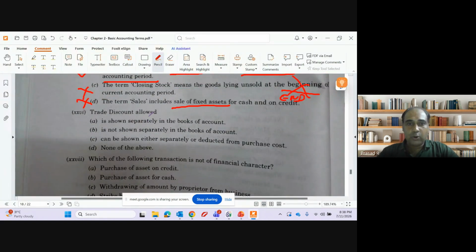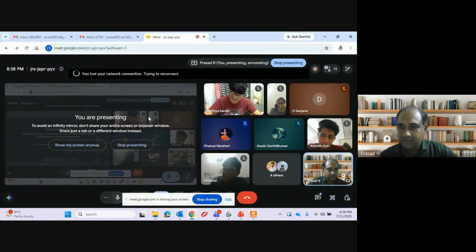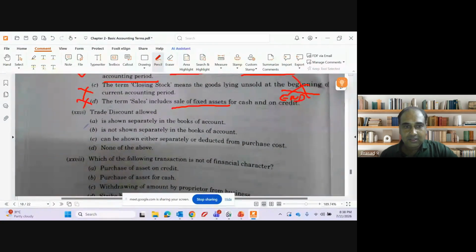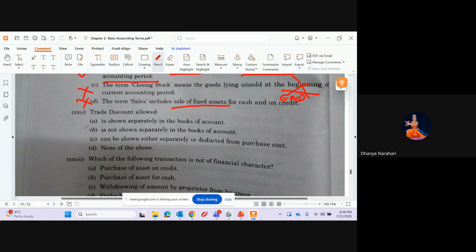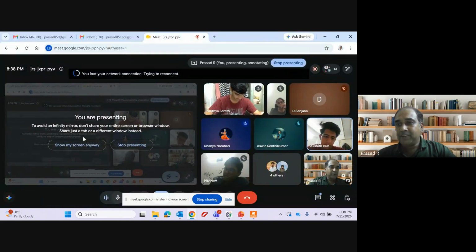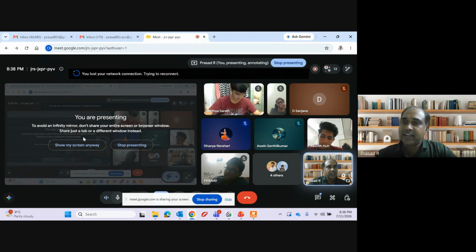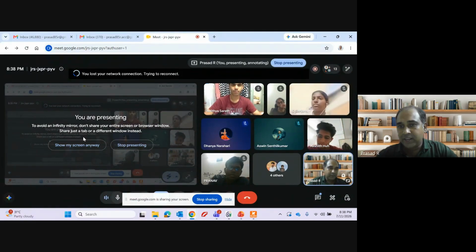Trade discount allowed. Is it shown separately or not? It's not shown separately, sir. I told you, a 1 lakh rupees laptop I purchased for 90,000. I will record it at 90,000. It will never be recorded at 1 lakh and never be shown as discount. Clear?